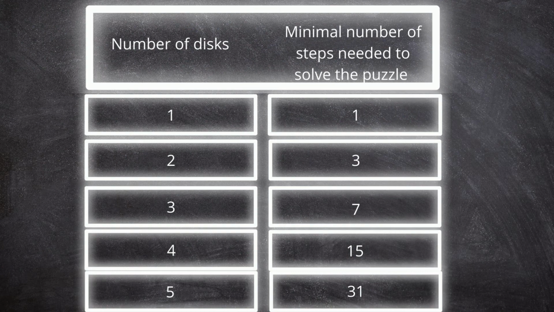The table contains examples of the number of steps needed when the number of discs increases from 1, 2, 3, 4, 5, and so on. The number of steps required is 1, 3, 7, 15, 31, and so on.